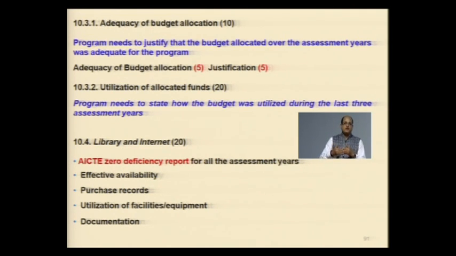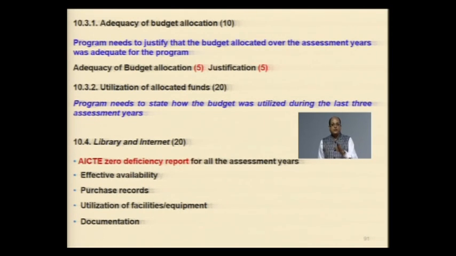Now, they may have asked for a budget of 1 crore, but the sanctioned budget is only 80 lakhs. How does this reduction in amount get distributed back to the department, and how does the department in turn redistribute it to the laboratories and the faculty members? All those things, in a closed loop mode, are expected to be written by the program and the institution, and to be seen by the evaluators. Utilization of allocated funds.